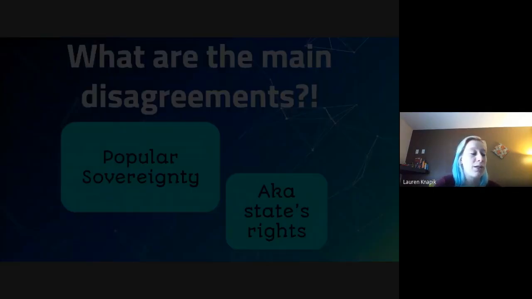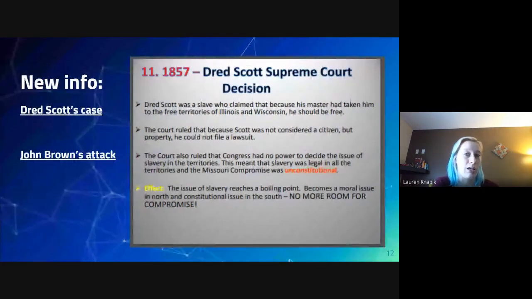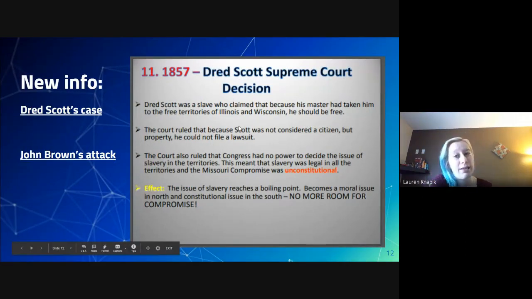So the first one is the Dred Scott Supreme Court decision. If you look at this little infographic I have on the side, Dred Scott was a slave who claimed that because his master had taken him into free territories of Illinois and Wisconsin, he should be free. If you're a slave in the South and you move into free land, you should not have slaves anymore, right? The court ruled that because Scott was a slave, he was not considered a citizen, a property, and he could not file a lawsuit. So the court literally stopped him in his tracks and said, you're a slave, your property, you can't go through the courts.